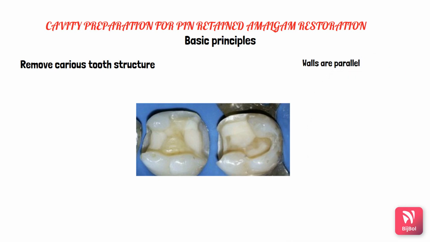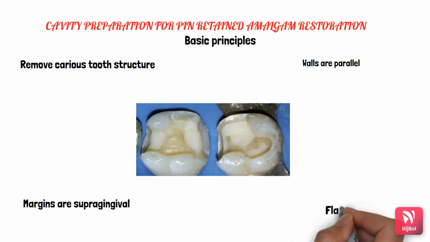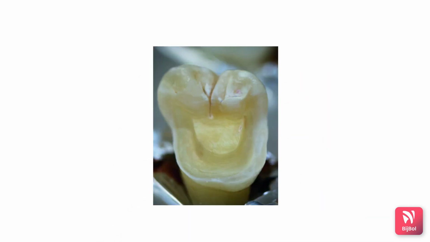And the margins should be preferably placed supragingivally whenever possible. And the areas to receive the pins should always be flat and perpendicular to the long axis of the tooth. And the weakened cusp should be reduced by 1.5 to 2 mm, and the occlusal contour of the reduced cusp should follow the normal contour of the unreduced cusp.